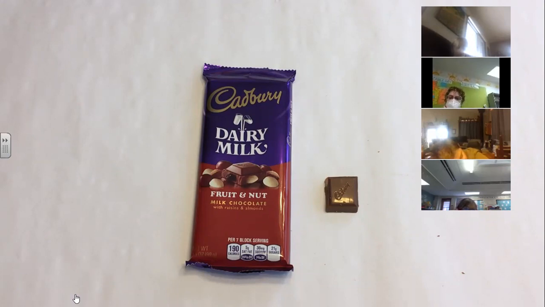Marin, what did you notice, or what are you wondering? I wonder why the guy placed a piece of chocolate on the table. Like, why is he doing that? Because he's trying to get us to think about math. I wonder what he wants us to be thinking about. What about you, Gabe?